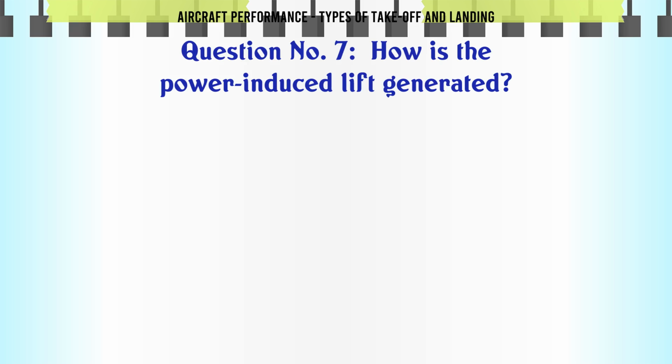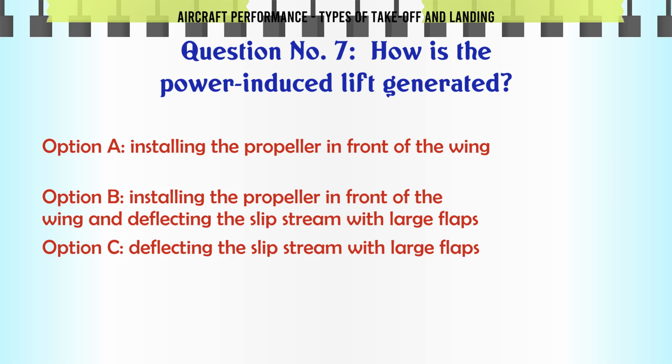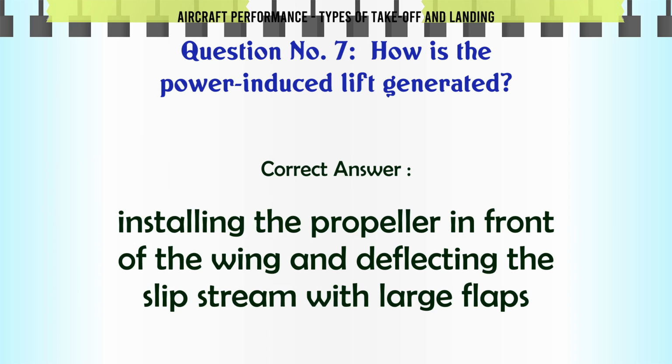How is the power-induced lift generated? A: Installing the propeller in front of the wing. B: Installing the propeller in front of the wing and deflecting the slipstream with large flaps. C: Deflecting the slipstream with large flaps. D: Deflecting the slipstream with large rudder. The correct answer is installing the propeller in front of the wing and deflecting the slipstream with large flaps.